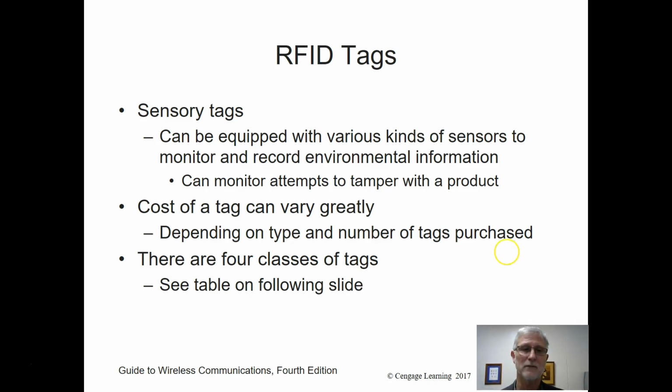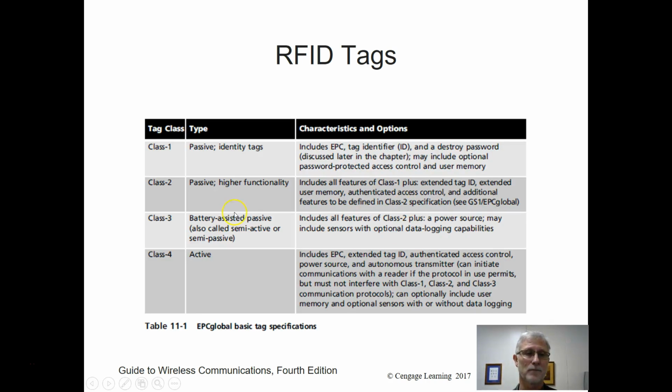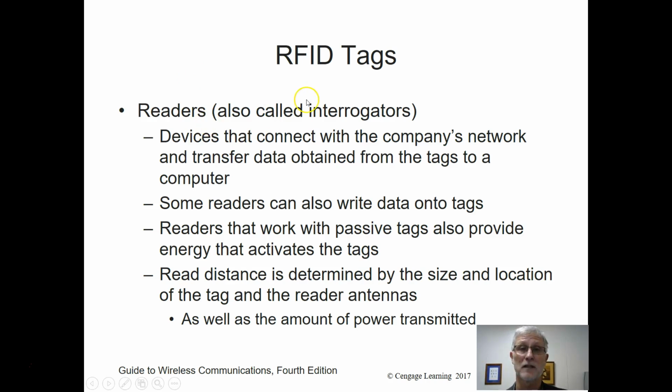Now, there are basically 4 classes of tags. And actually there's a 5th, but class 0 is pretty much dead and buried already, so you don't really have to worry about that. So class 1 is a passive identifier, all the way up to class 4 being active. So it's definitely based on what you're trying to do, how you want to identify your products and keep track of them, and what information you want. You have to make a choice as far as which type of tag you want to use.